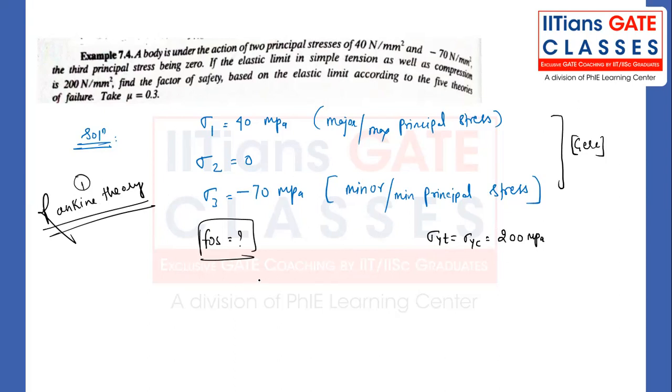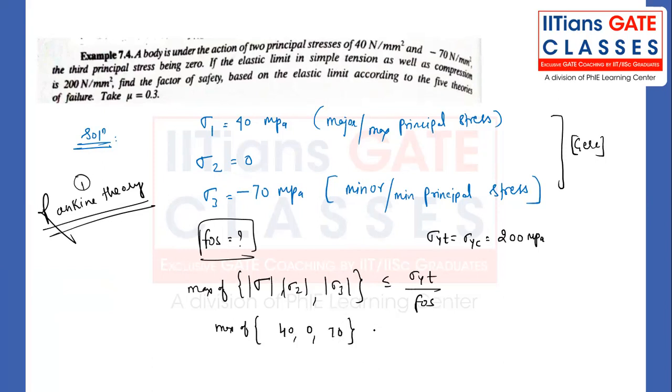So what we can say is, the maximum of mod of sigma 1, mod of sigma 2, mod of sigma 3 should be less than or equal to sigma yt divided by factor of safety, right? So the maximum of sigma 1, 40, 0 and 70 should be less than or equal to sigma yt, or sigma yc, both having the same value, 200 divided by factor of safety.